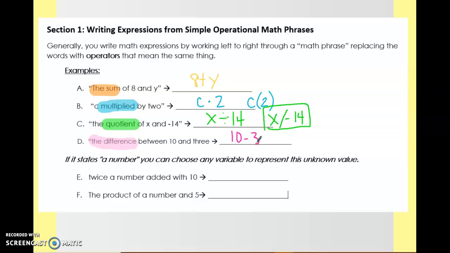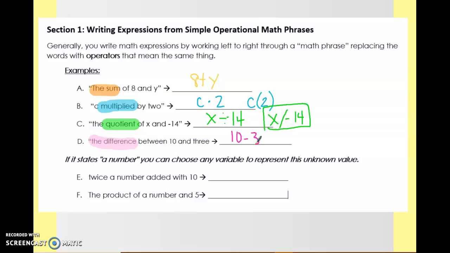So again, generally you just work left to right through a math phrase, replacing words with operators that mean the same thing between the two terms that are discussed. If we take a look at examples E and F, if it says a number, you can choose any variable that you want to represent that unknown value. Typically in algebra, the most commonly used variable is X, then Y. So either of those variables are acceptable, or again, you could use any letter that you'd like.